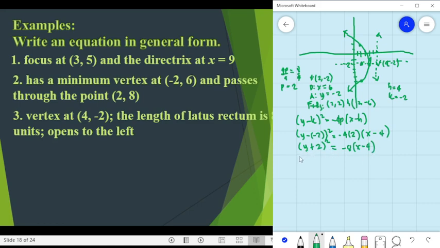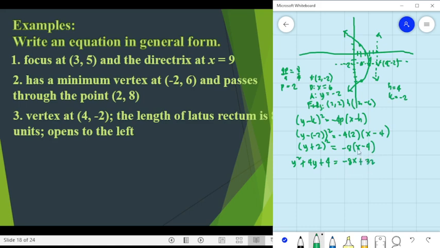Simplifying this one, it becomes y squared plus 2 times y is 2y times 2 is 4y, plus the square of 2 is 4, is equal to -8 times x is -8x. The -8 times -2 is positive 32.